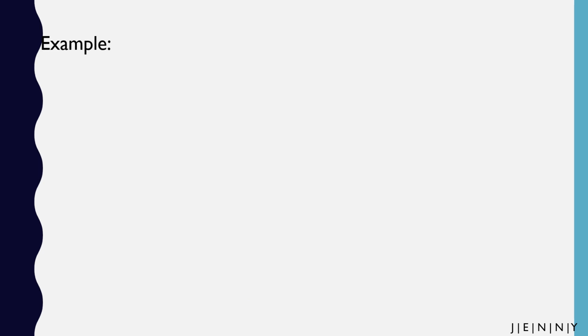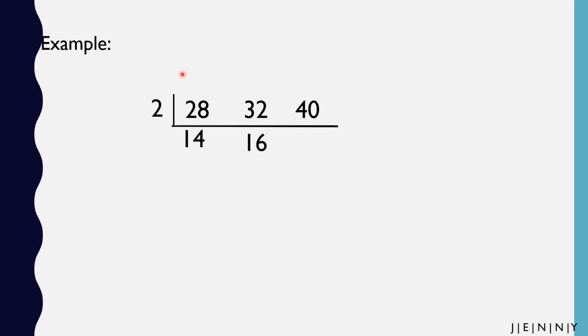Let us have another example. So let us put all the numbers inside the upside down division bar. We have 28, 32, and 40. So 28, 32, and 40 are divisible by 2. 28 divided by 2 is 14. 32 divided by 2 is 16. 40 divided by 2 is 20.